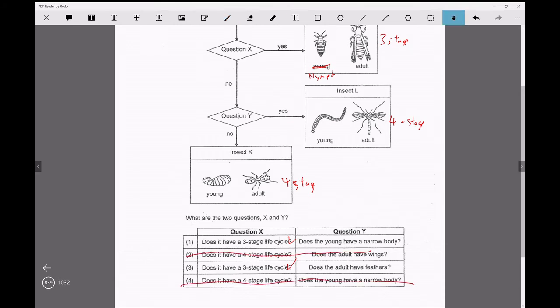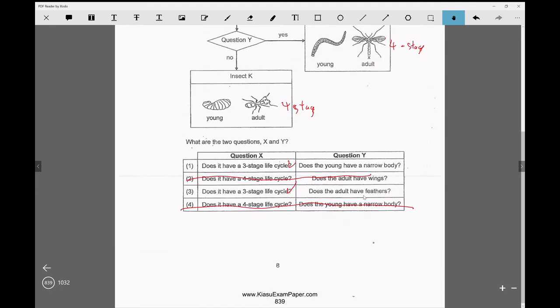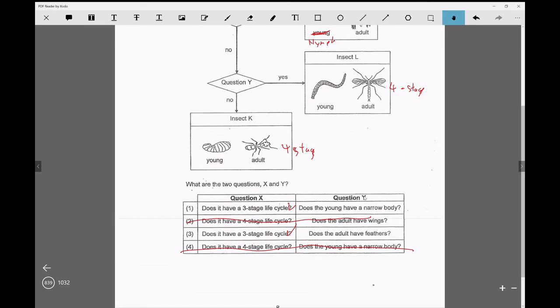So question Y is, does the young have a narrow head, small head? This one is not really applicable. As for Y, they say, does the adult have feathers? Then they say yes for insect L. They don't have feathers. Anyway, insects don't have feathers. So this question is out. So narrow body means a small body. So yes for this, no for this. This one is a broad body.